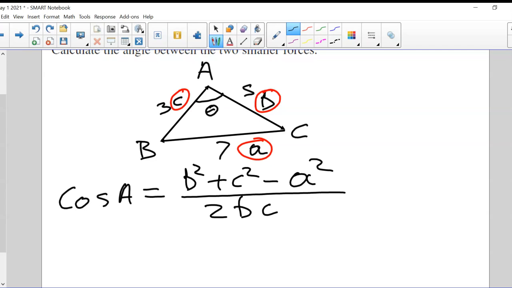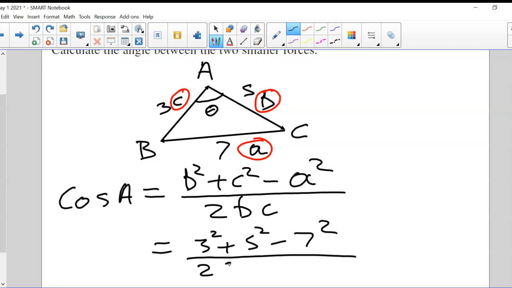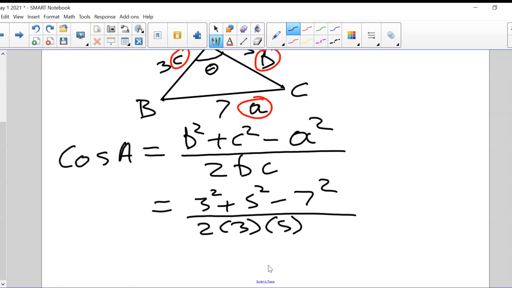If you have a test, I will give you all of these equations. You don't have to memorize them. You just need to know how to use them. So in our case, that's equal to 3 squared plus 5 squared minus 7 squared, all over 2 times 3 times 5. And this is all what the cosine of A is.